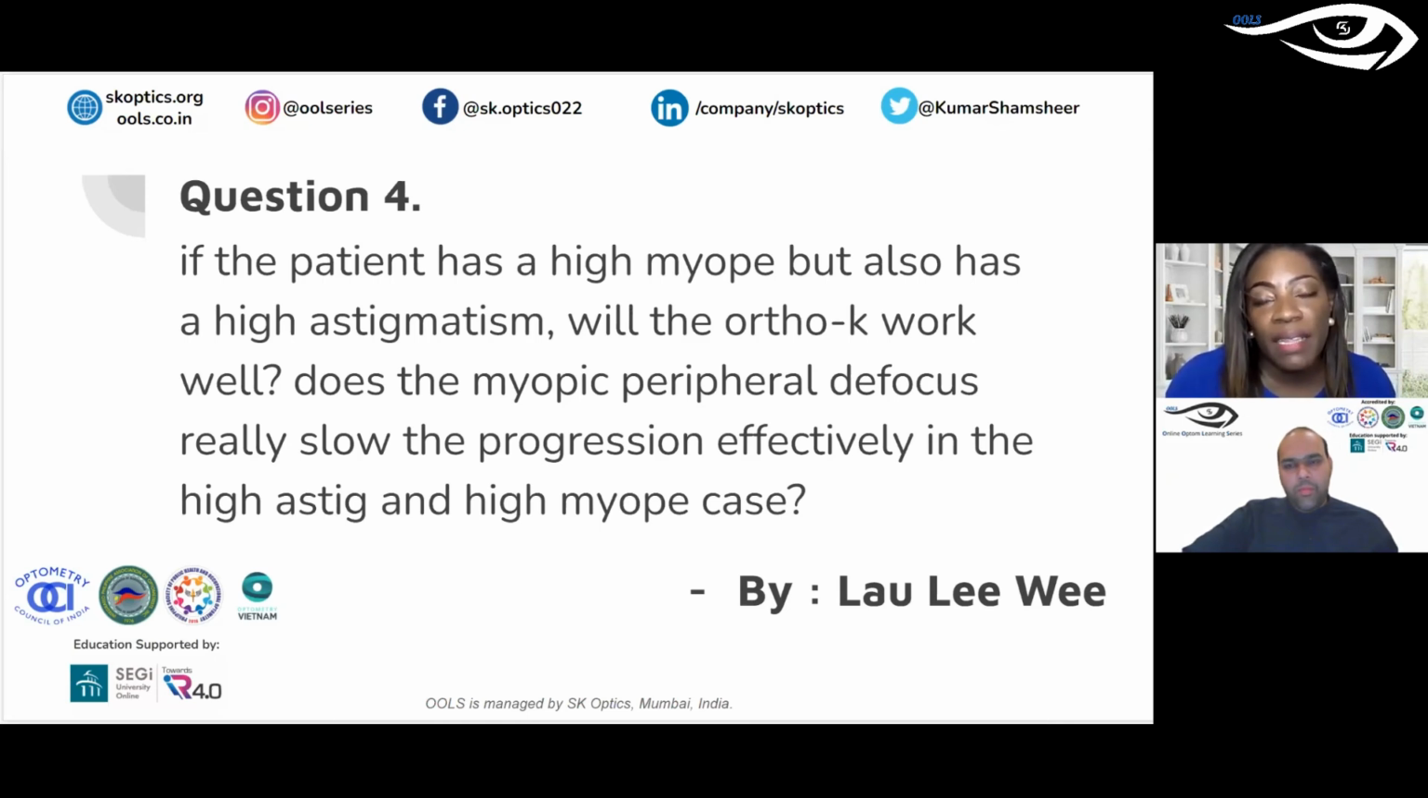Now, if we combine the high myope part, I haven't really seen studies with greater than 6 diopters and high astigmatism to support that. I haven't chanced it myself, just to be honest, having a high myope and high astigmatism with ortho-K. I kind of stick with the 6 as far as the sphere. I don't go higher than the 6 personally.